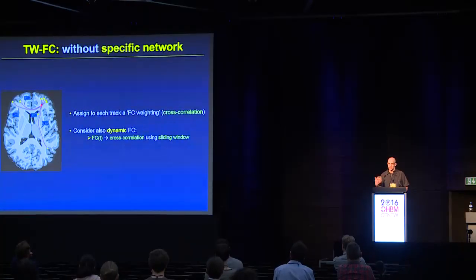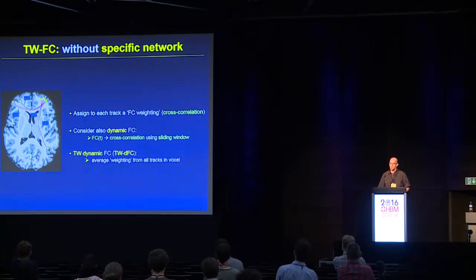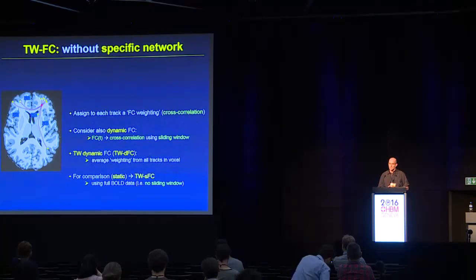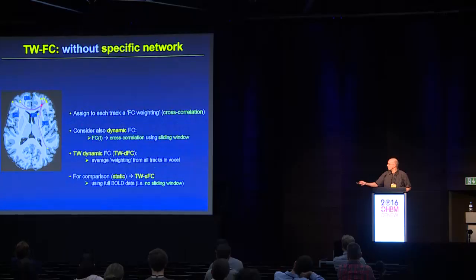I'm showing here 5, but obviously there will be many, many more. And the map that we generate, to differentiate it from the previous one, we call here track-weighted dynamic functional connectivity. It's just calculating, for example, the average weighting of all those weightings for its streamlines. And for comparison, we're going to also compare it to what I call here track-weighted static functional connectivity. That is exactly the same analysis as this one, but without the sliding window. So using the whole data set as one single correlation.